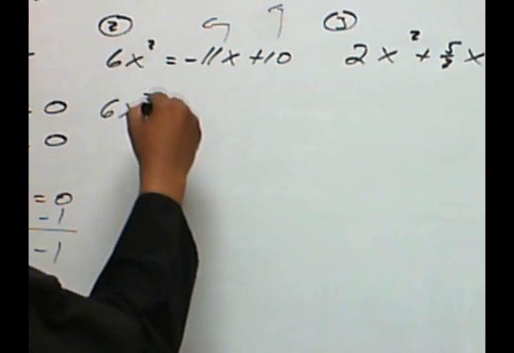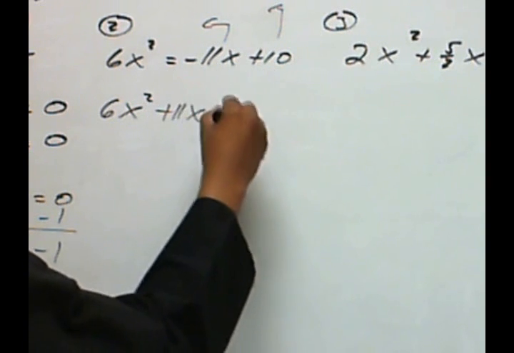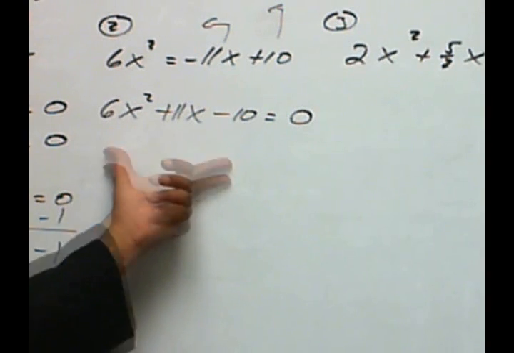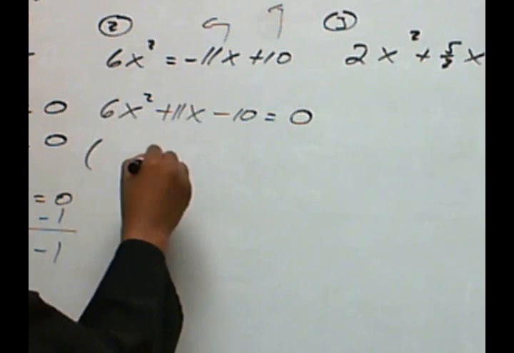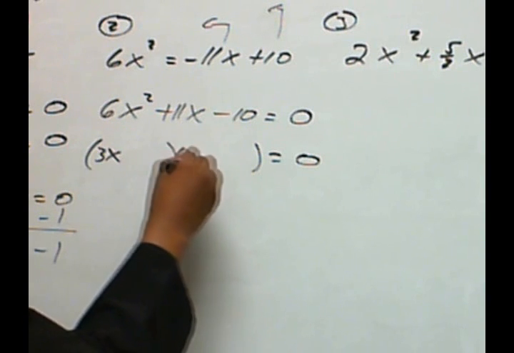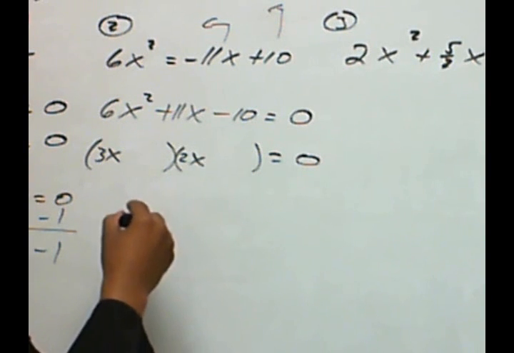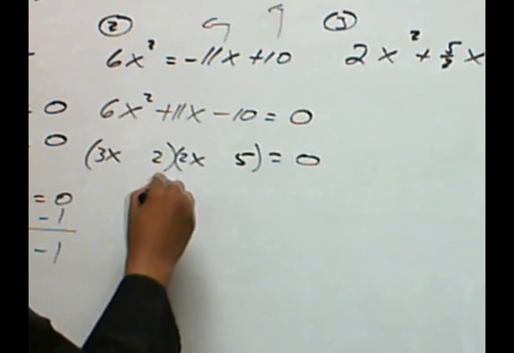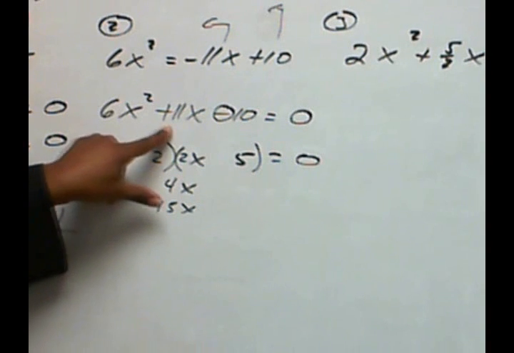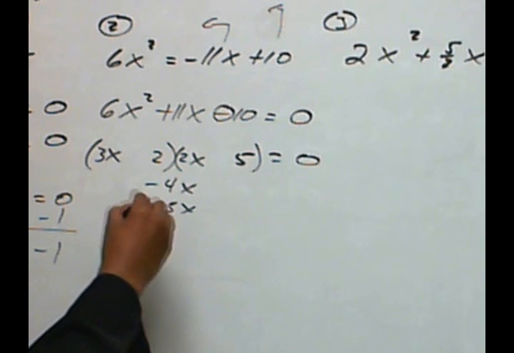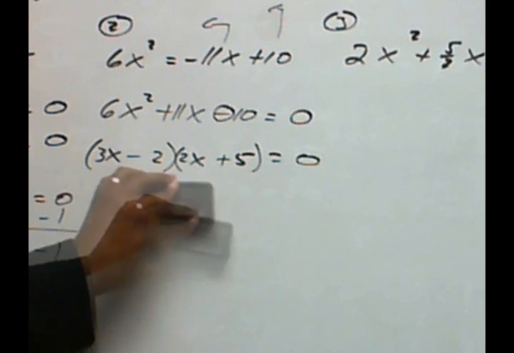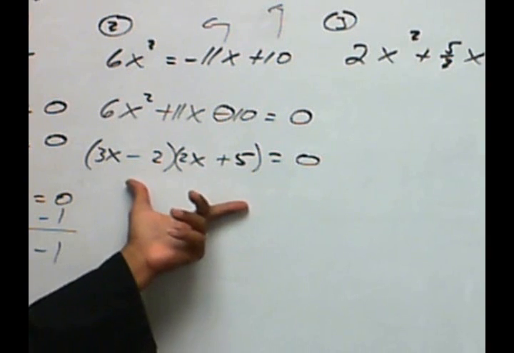6x squared, this will become a positive 11x, this will become a negative 10. And what's left on that side is 0. So now that it's all set to 0, I want to create factors here. So let's factor this trinomial into two binomials. And 6x squared, let's factor that into 3x times 2x. And for 10, let's factor that into 2 times 5. That'll give us 4x and 15x. And the signs have to be different. To get positive 11x, we would have a negative 4, positive 15. So negative, positive.